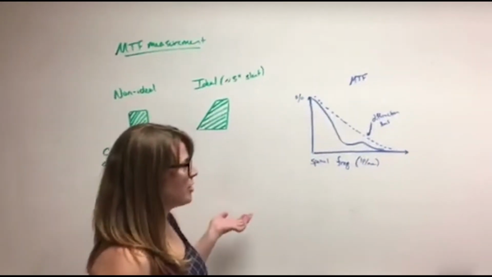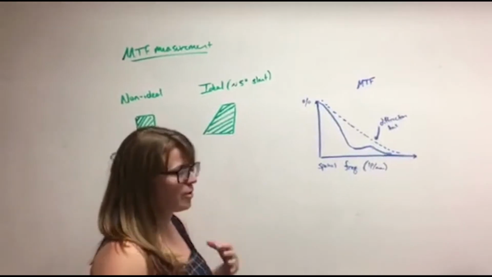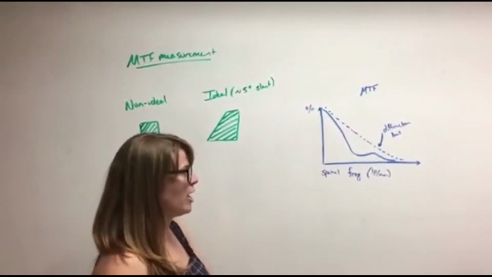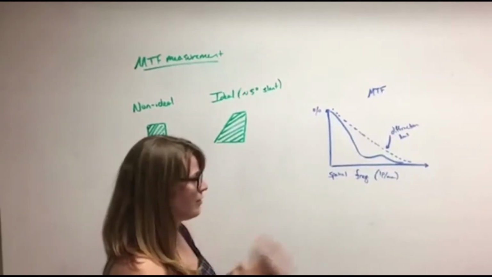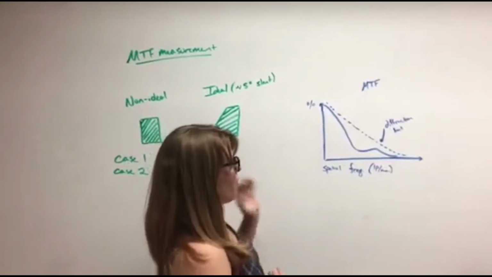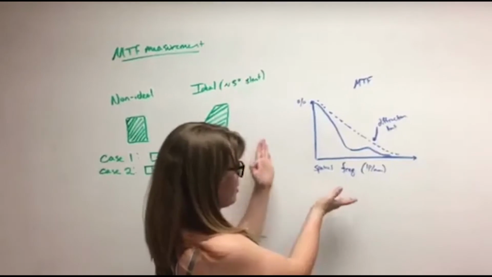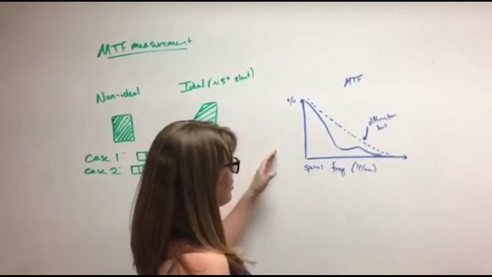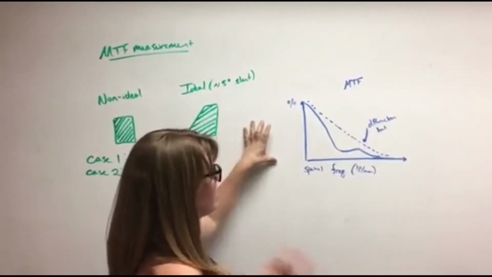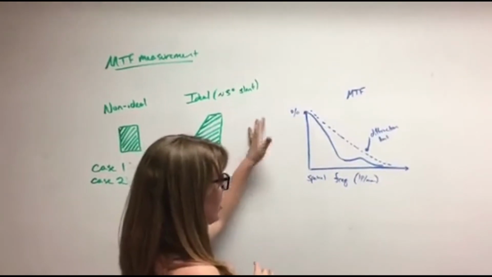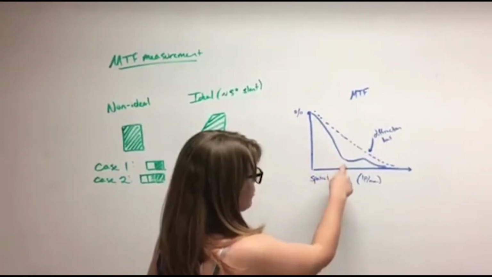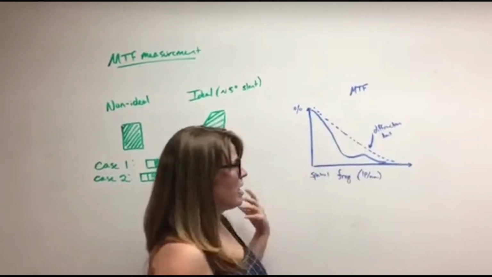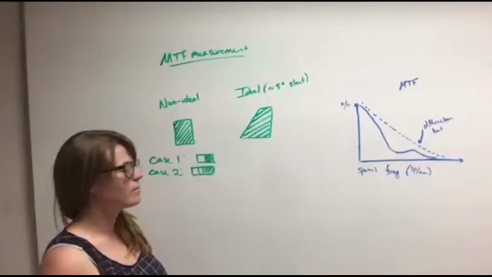MTF is a measure of how well an optical system can reproduce details from your object to your image as a function of how large a feature on your object is. So when we measure MTF, we expect to see a graph like this, where on your y-axis you're comparing the contrast of the image over the contrast of the object as a function of spatial frequency, and we're comparing our actual curve to our diffraction limit, which would be in a perfect system.